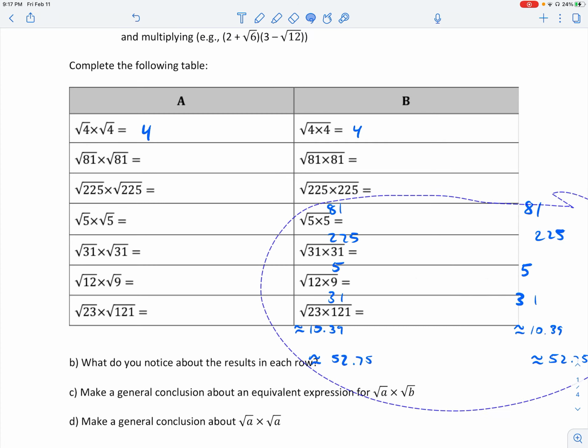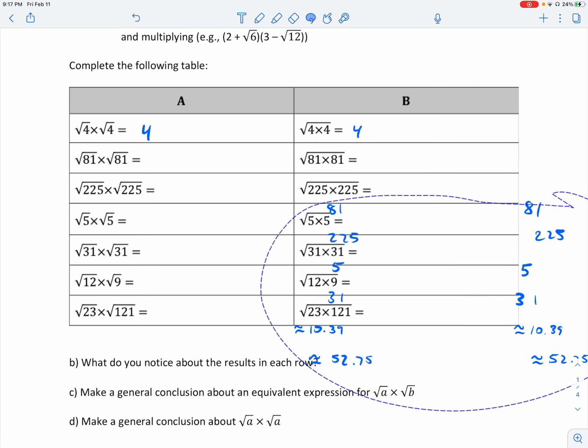Having said that, can we make a general conclusion about an equivalent expression for root A times root B? Notice here we've done a square root of something times the square root of something else. What is that equivalent to? Well, we can see it's equivalent to the square root of those numbers placed underneath the root. So we could say the square root of A times B. They're actually the same thing.